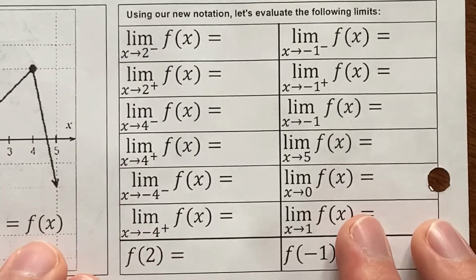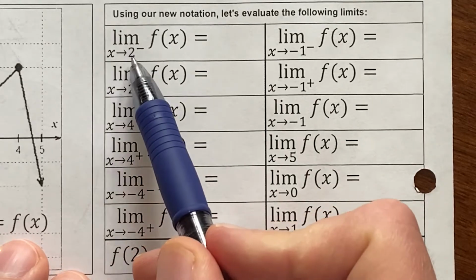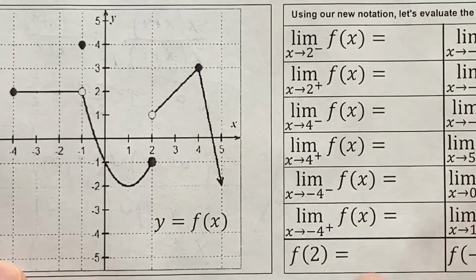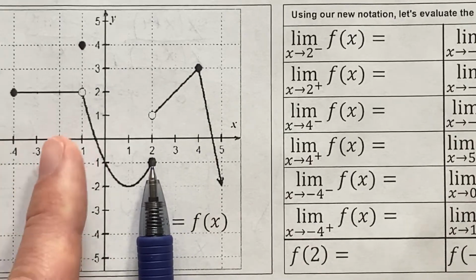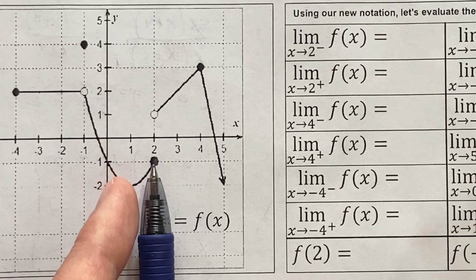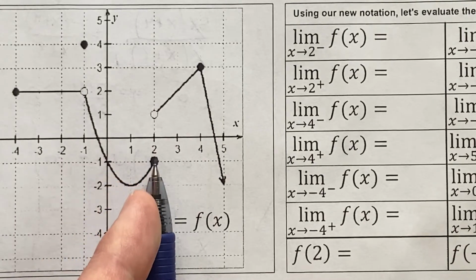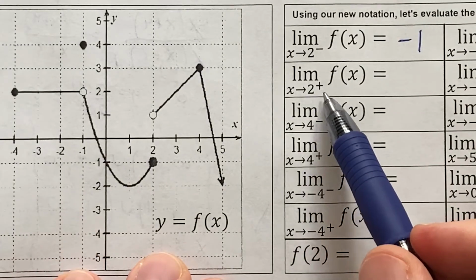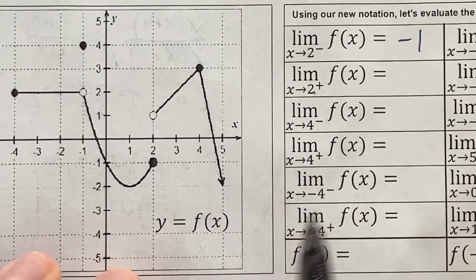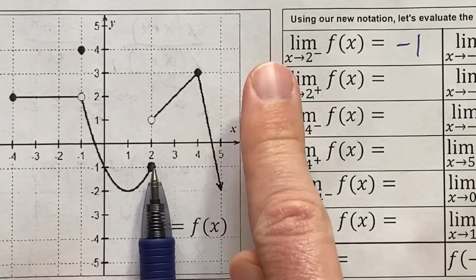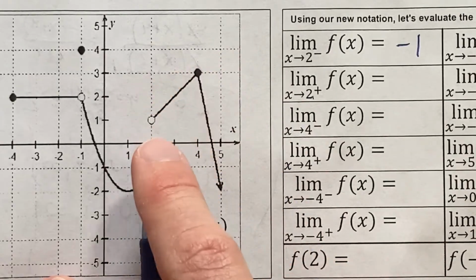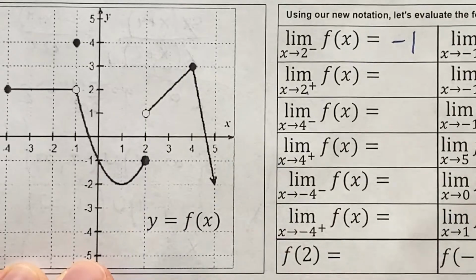Anyways, we've got the limit as x approaches 2 from the left. So let's look at the graph. As x approaches 2 from the left side, as I'm coming over here and getting closer and closer to that 2, what's my y value going to be? -1. As I'm getting closer and closer to 2 from the right, looking at this same x value right here, as I'm coming over from the right side, what y value am I getting closer to as I get close to 2? +1.